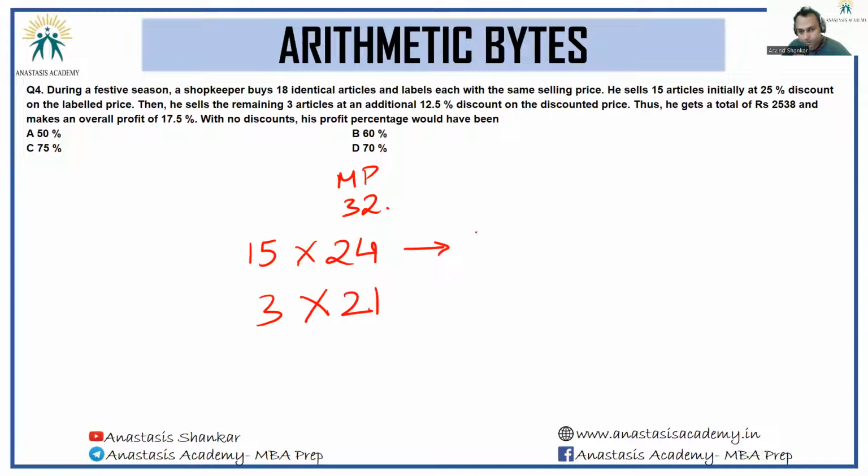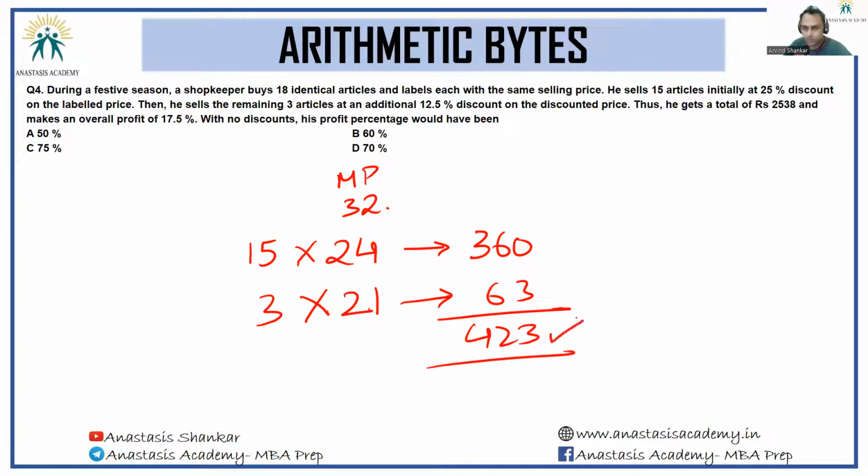15 into 24, he got 360 rupees from here. And 3 into 21, he got 63 rupees from here. He got 423 rupees in total. Thus, he gets a total of 2538. If you can see, this is 423 into 6 and makes an overall profit of 17.5%. If he makes an overall profit of 17.5%, with no discounts, his profit percentage would have been higher. Given that my final answer is only in percentage, I honestly don't care for this 2538. Even if this number was not given to me, I would still have reached my answer.